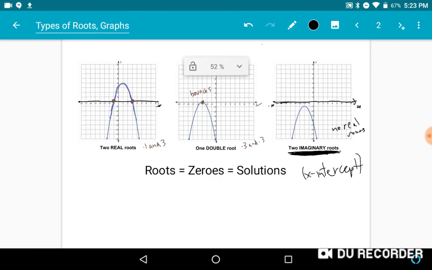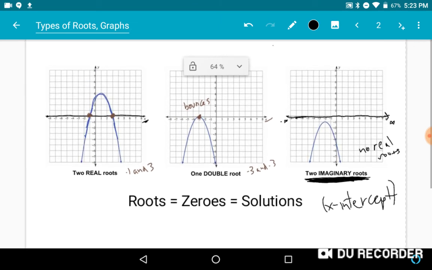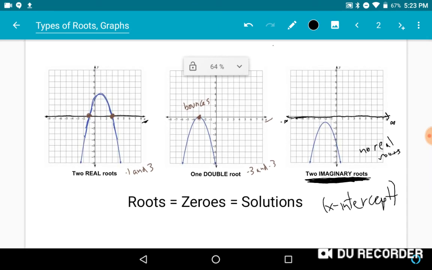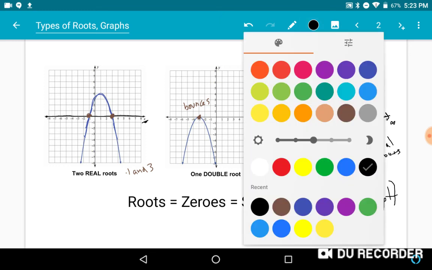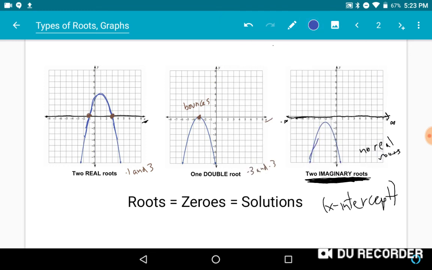So those are the three and the only three options for quadratics. Two real roots, one double root, or no real roots. It doesn't matter where you go on this entire graph. You will never touch the x-axis and the graph at the same time.